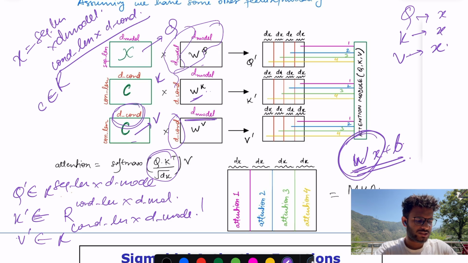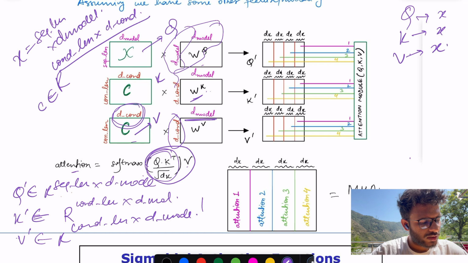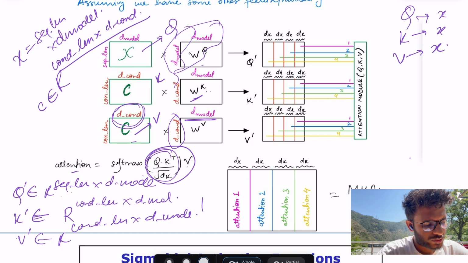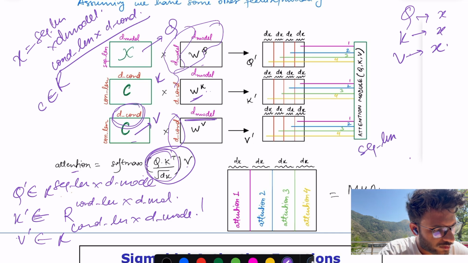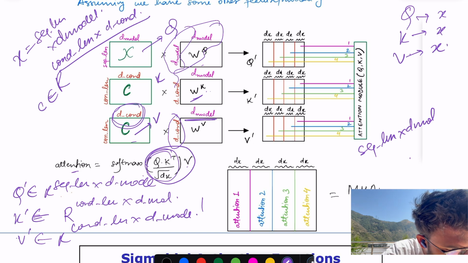So you got these two matrices, and then again the same thing, nothing different than cross attention. You just have to apply the softmax activation function to QK transpose divided by root DK, and then multiply it with V. You will get this attention. Now let's see what dimension this attention comes out to be. After application of softmax, your dimension will be sequence length cross D model. Okay, I think I might have messed something up here. Condition length cross D model.